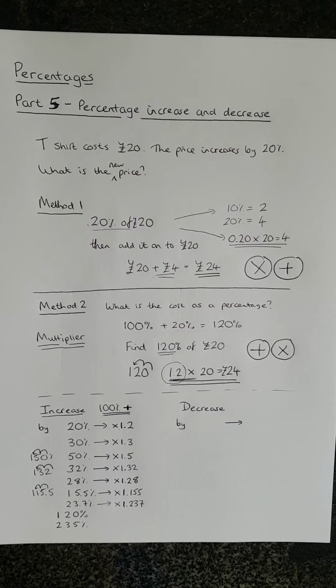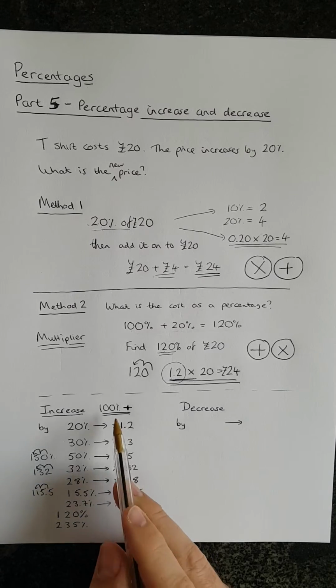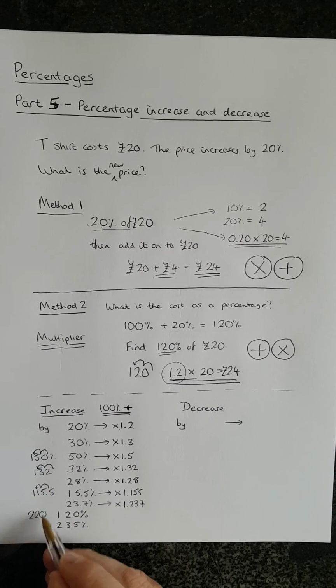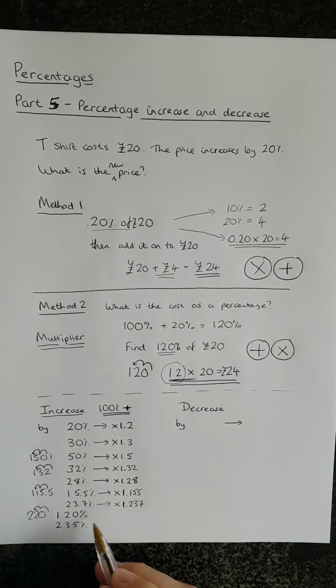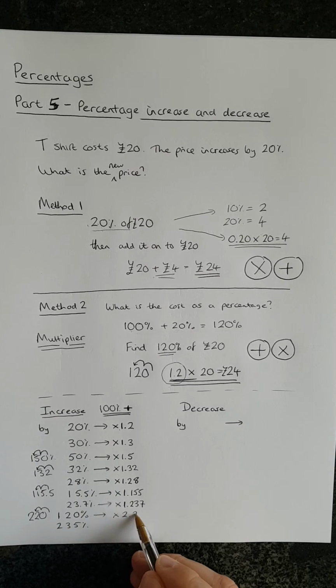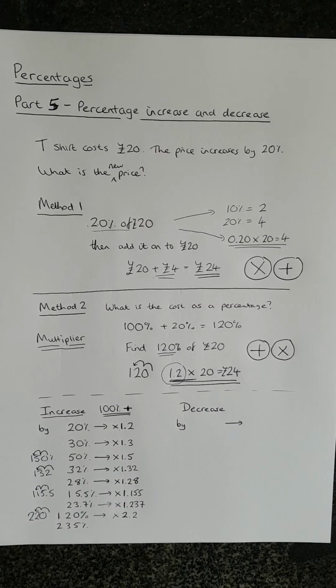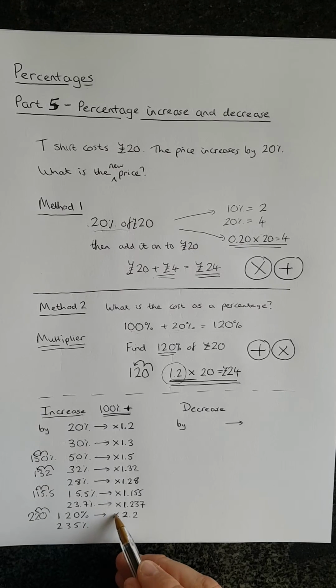120%. You have to be careful here. Remember that an increase, we're adding that percentage onto 100. So when I add 120% onto 100, I get 220. Move the decimal point 2 places, and I get 2.2. Now let's check that makes sense. If I was to double something, I would be increasing it by 100%. Well, so this makes a lot of sense.